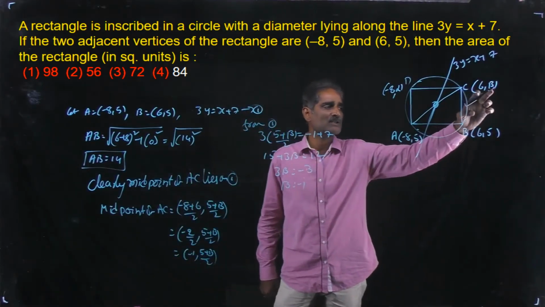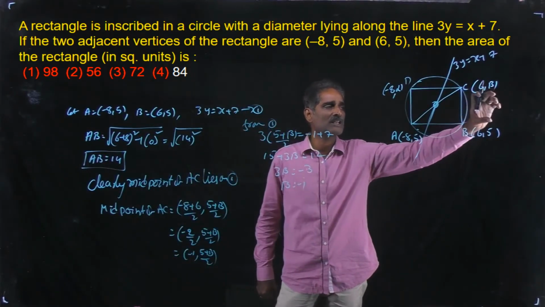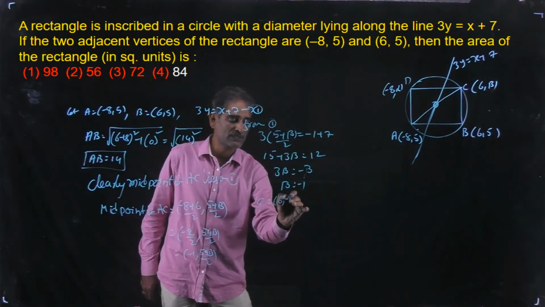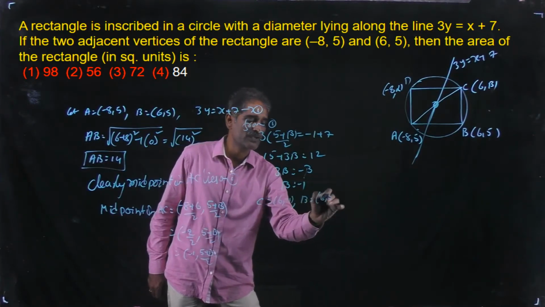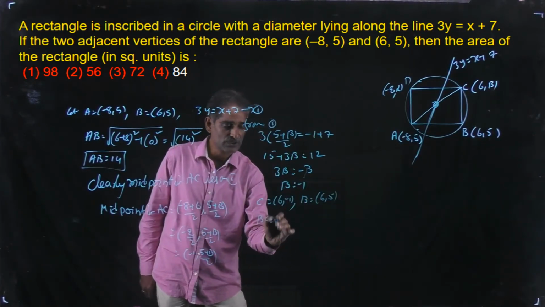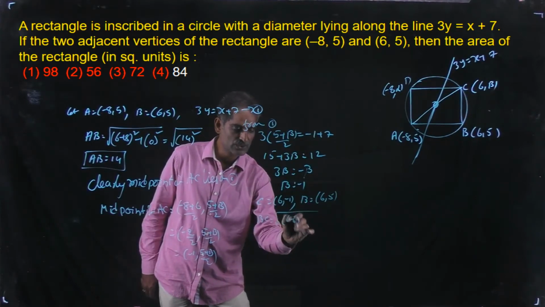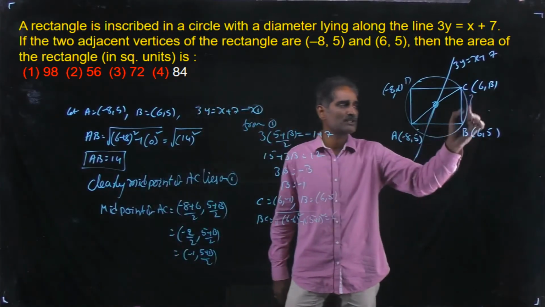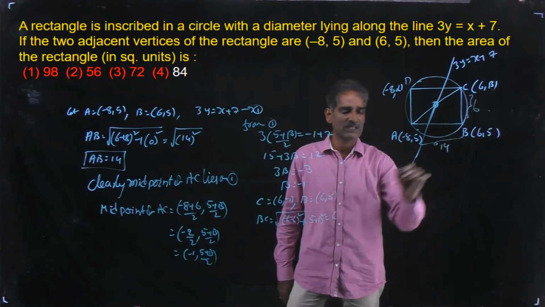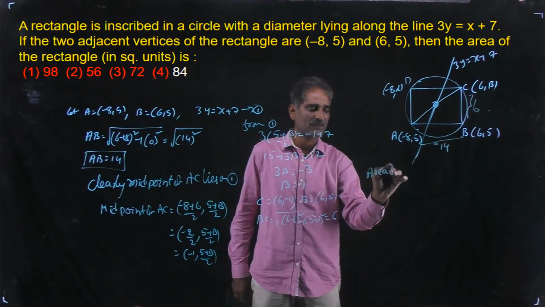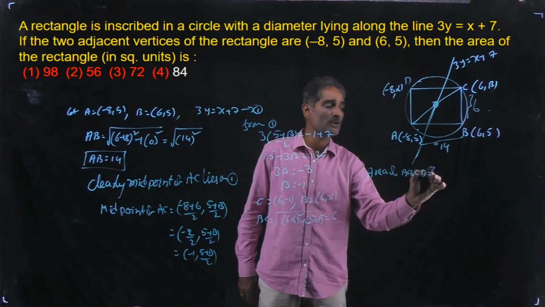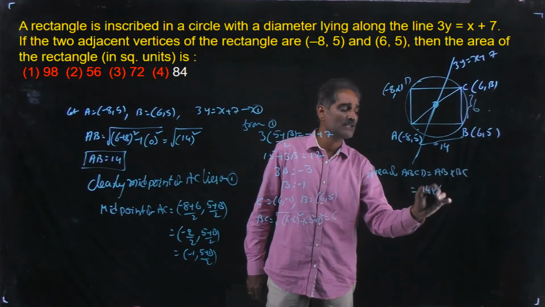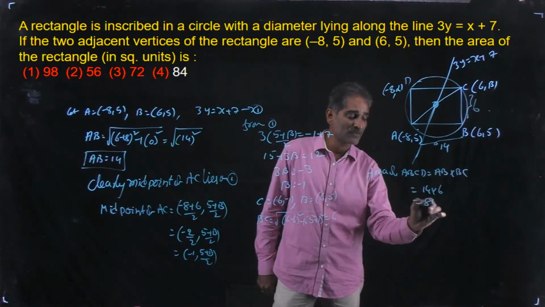If beta equals -1, this y coordinate is 5 and -1, so the length is 6. So here C is equal to (6, -1) and B equal to (6, 5). Find the BC length. BC equals the root of (6 minus 6) whole squared plus (5 plus 1) whole squared, that is equal to 6. We know the length of BC equals 6 and the length of AB equals 14. The area of rectangle ABCD equals AB into BC, that is 14 into 6, which equals 84 square units.